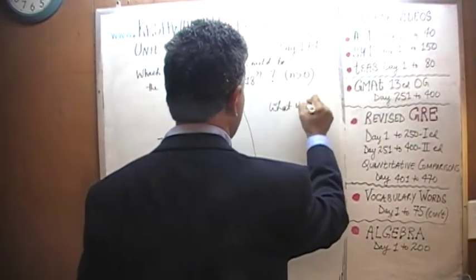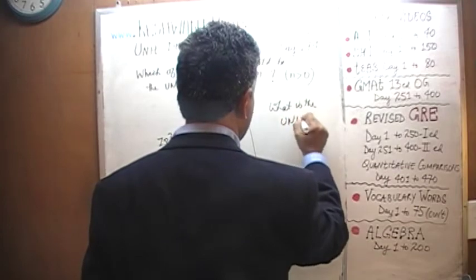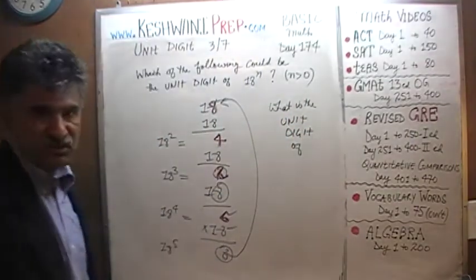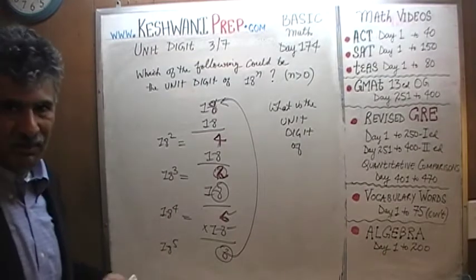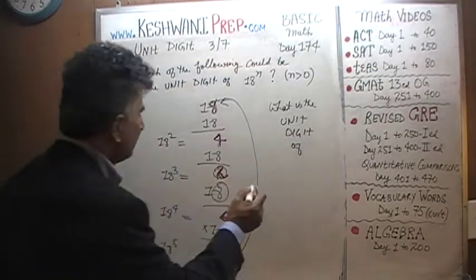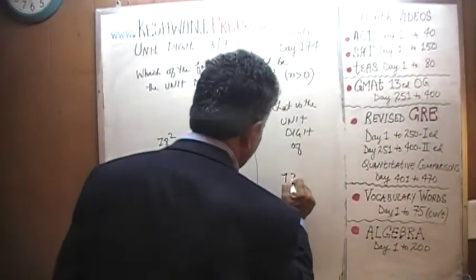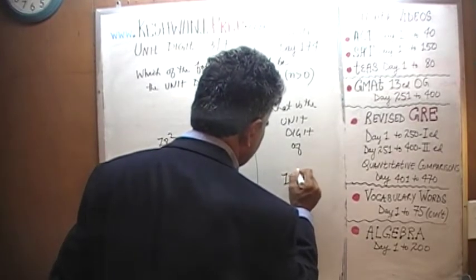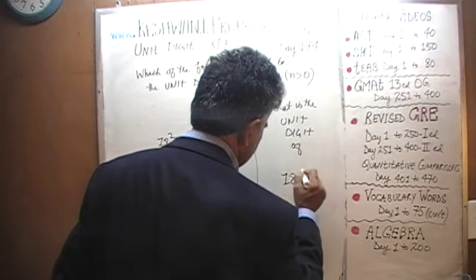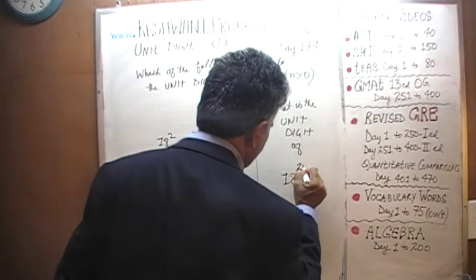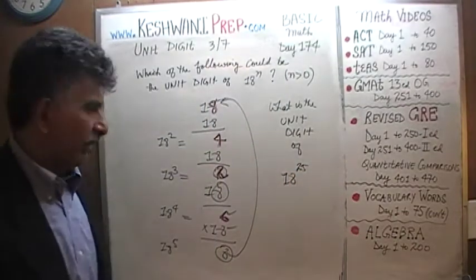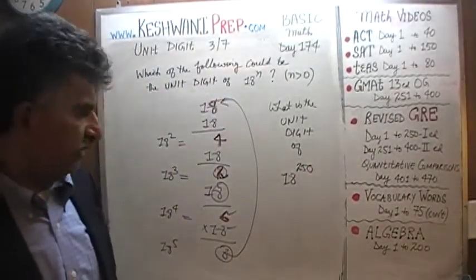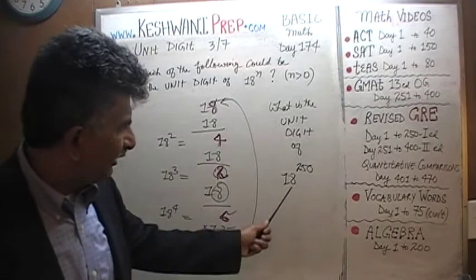What is the unit digit of, and now it gets to be too simple, it becomes repetitive, there is no suspense in it. What's the unit digit of 18 raised to, make up a number here, how about 18 raised to 250, let's do this, shall we? What's the unit digit of 18 raised to 250?